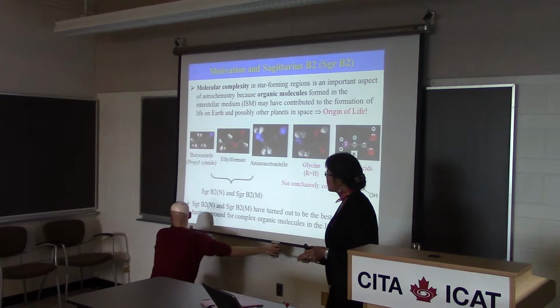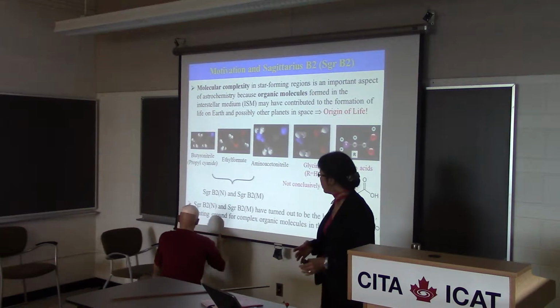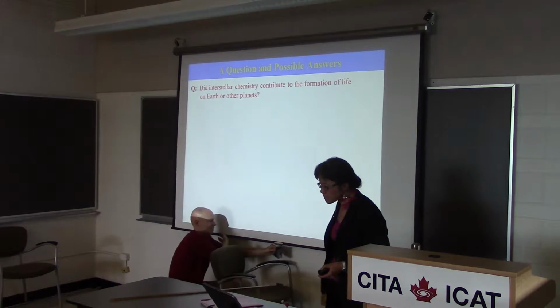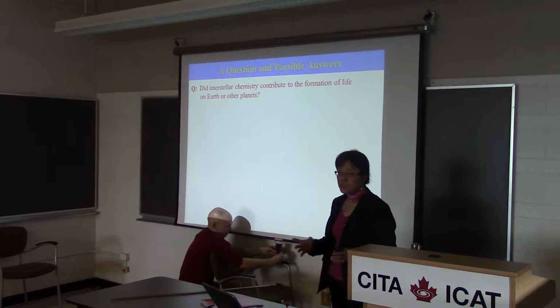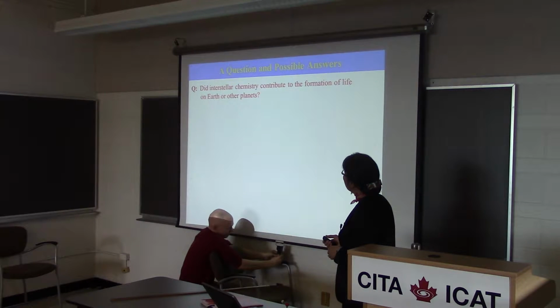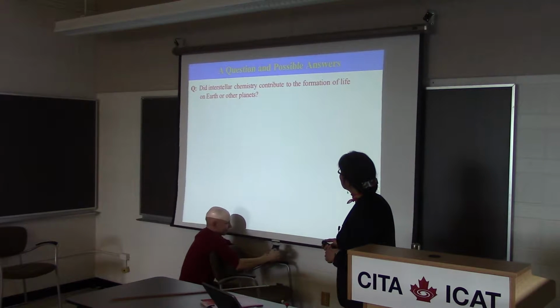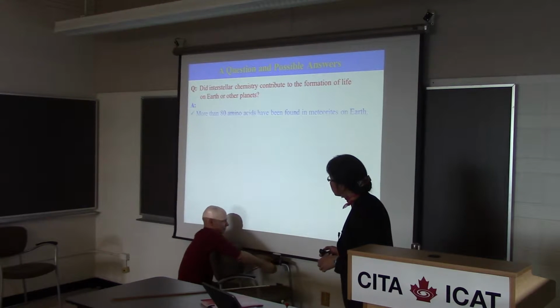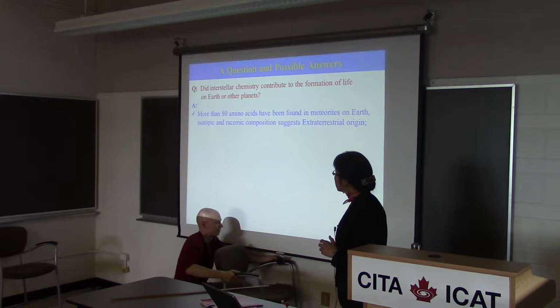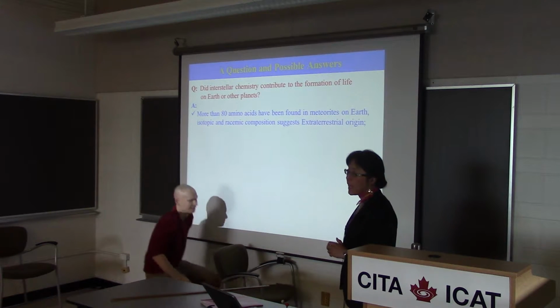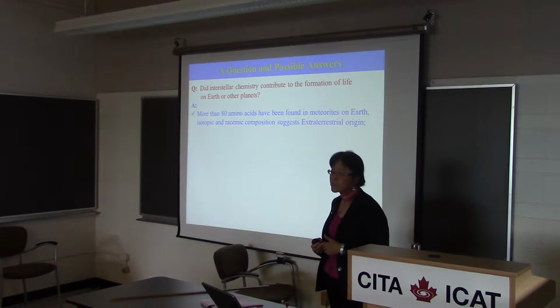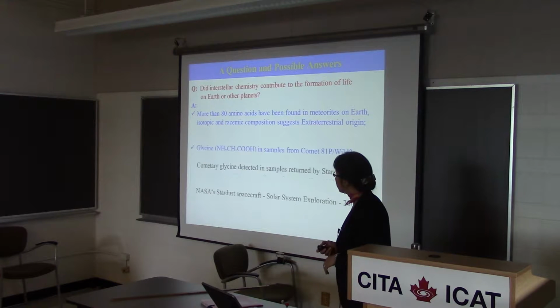Sgr B2 has turned out to be the best hunting ground for complex organic molecules in the interstellar medium. A question and a few possible answers. Did interstellar chemistry contribute to the formation of life on Earth and other planets? So far, more than 80 amino acids have been found in meteorites on Earth, and isotopic and ceramic composition suggest their extraterrestrial origin.